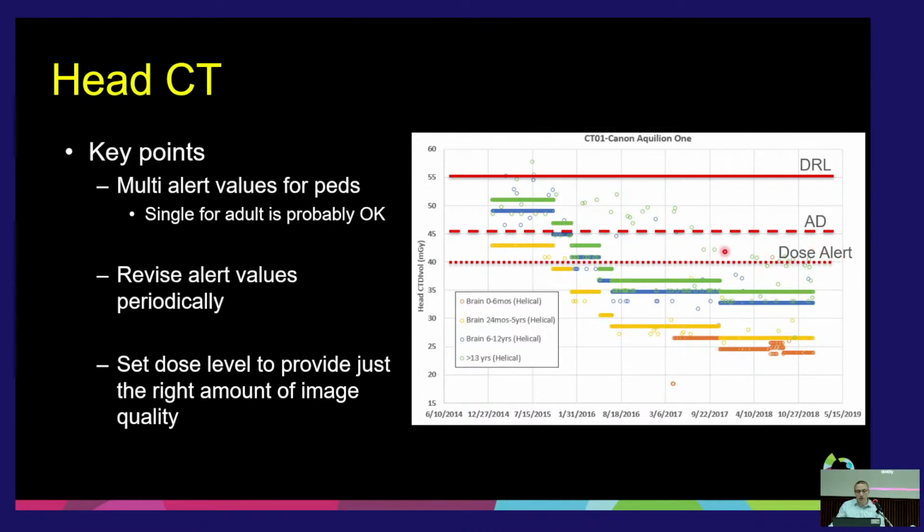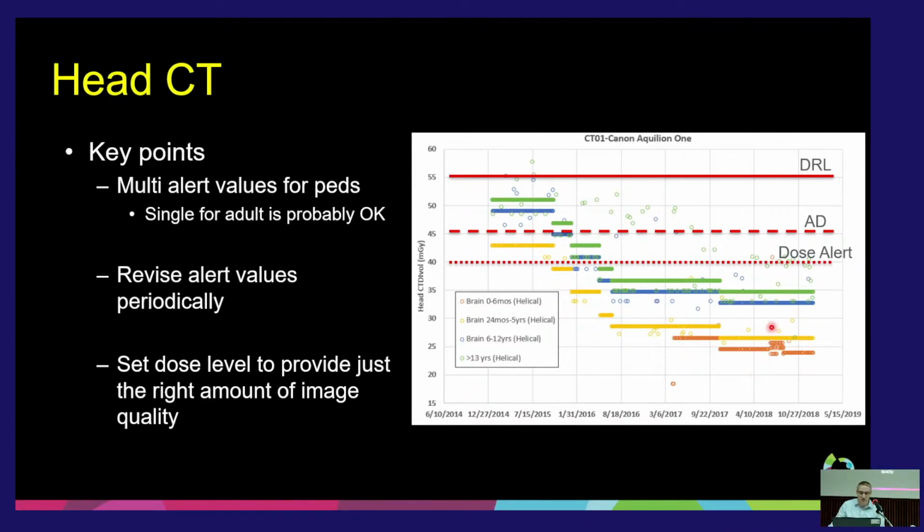I'm only showing one for our 13 because it would have just been ugly on this graph, but I actually have dose alerts for each of my protocols. Because if I set this dose alert here, my little guys down here, my 0 to 6 month protocols, would never alert. I would never know that something happened.